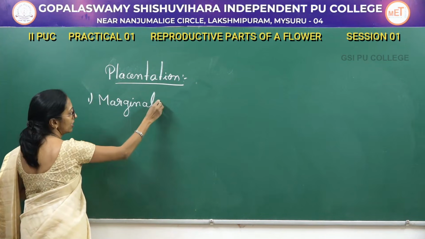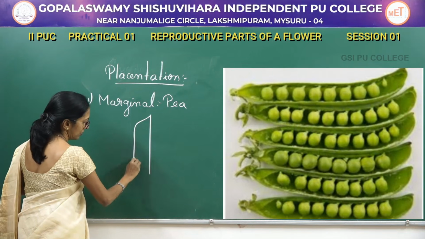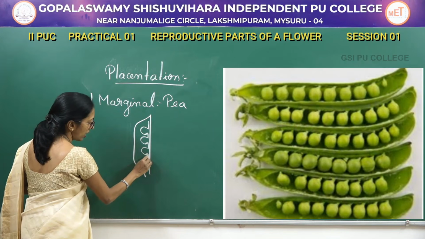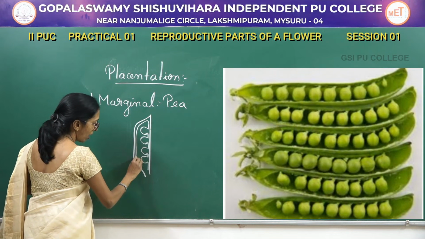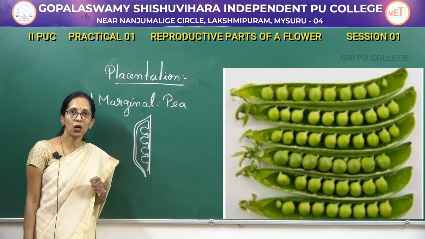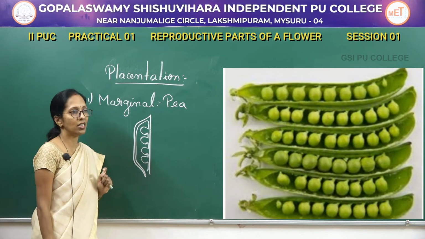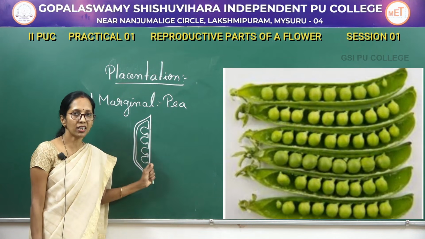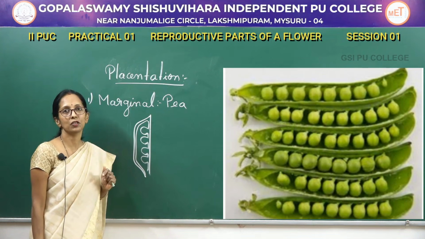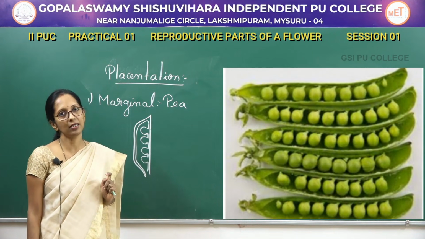Marginal placentation is seen in pea. Here you can see a number of ovules attached to the ventral margin of the ovary like this. Therefore, it is marginal placentation. So, marginal placentation means ovules are attached on the ventral margin of the ovary. You can see it in this picture. This is marginal placentation.